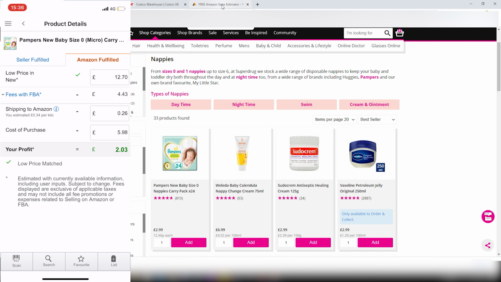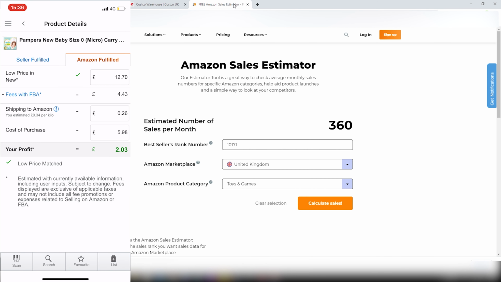And just to show you how popular that translates to with regards to your sales, I've gone back over to the sales estimator. I'll change the ranking, and I'll also change the product category to match. So you can expect to sell 1,710 of these bundles each month.